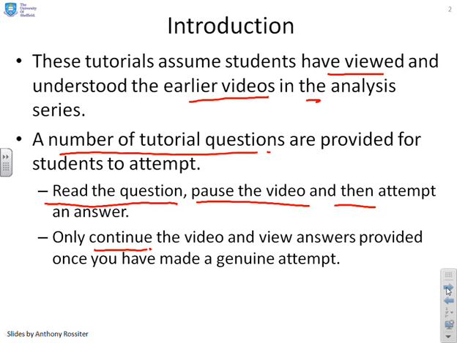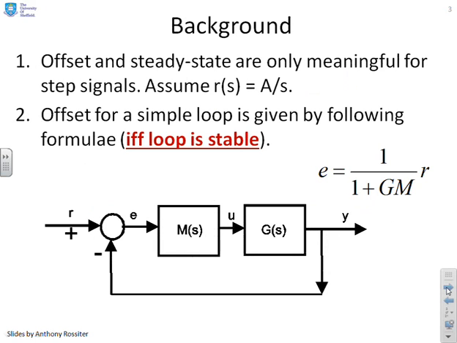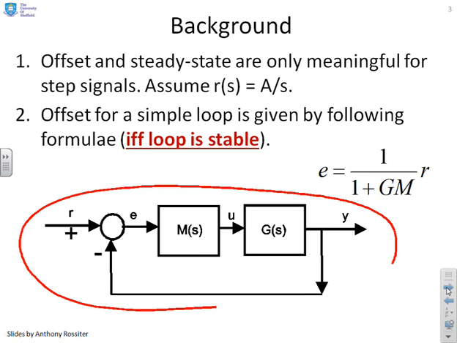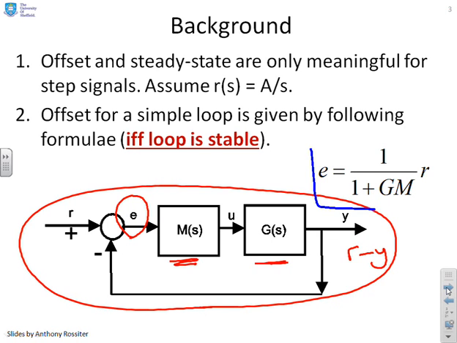A little bit of background, just to remind you, we're talking about feedback loops of this form, very simple feedback loops with a compensator M and a system G, and we want to find the offset, which is the steady state value of R minus Y. With these simple loops you'll see that's actually this signal E, and E can be defined using this transference here, E equals 1 over 1 plus GM times R.